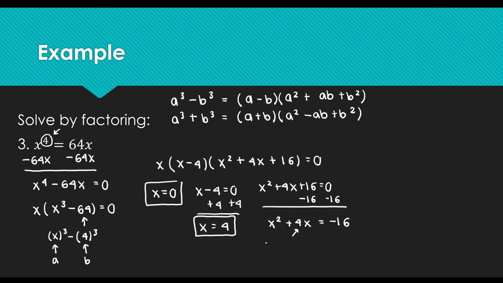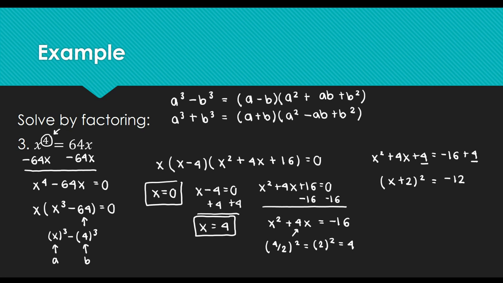So I take the term that's in front of the x, divide by 2, and square it. Well, 4 divided by 2 is 2, and 2 squared is going to get me 4. So we're going to have x squared plus 4x plus 4 equals negative 16 plus 4, because remember, we have to add that term to both sides. The whole point is that that trinomial now is factorable. It factors into x plus 2 quantity squared. Negative 16 plus 4 is going to give me negative 12.